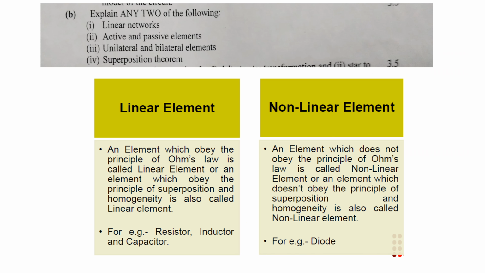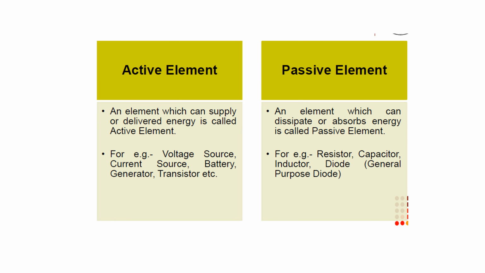Moving to the next. In the previous video also we have seen that lots of things get repeated. Explain any two of the following. It's about linear networks, active and passive elements, unilateral and bilateral, and superposition theorem. These are four questions, and you have to attempt only two. Don't try to attempt all the questions, because the marking will be done on the first two questions. If you know well, then answer only the ones you know very well.